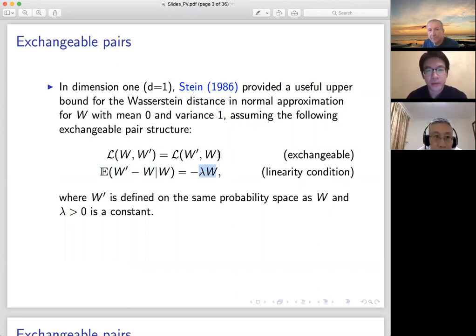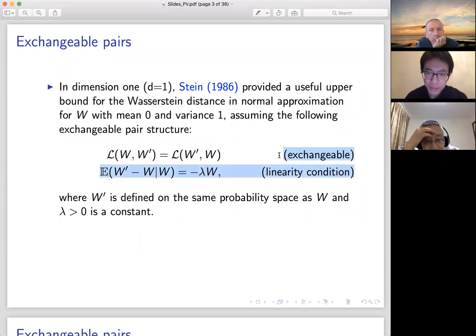So in applications, we always choose W prime to be a small perturbation of the original random variable W of interest. Therefore, typically W prime minus W is small and lambda is a small positive constant. So this is the setting, and of course it's very special, but it has proven to be useful in many applications.